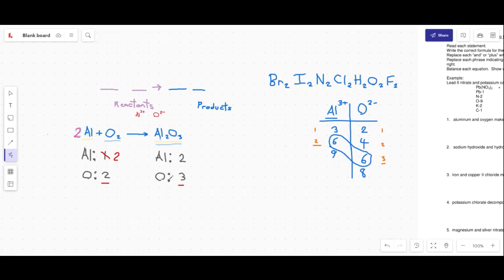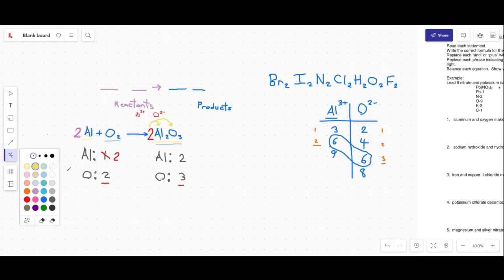So double the odd to make it even. Double the coefficient of the compound that has an odd number of oxygen. In this case, double it means I put a 2 in front of the Al2O3, right? So now this is going to multiply everything in this compound. It's going to multiply the aluminums, and it's going to multiply the oxygens.